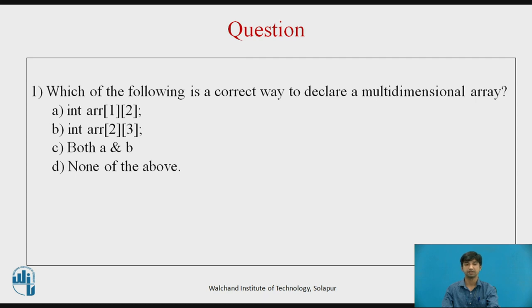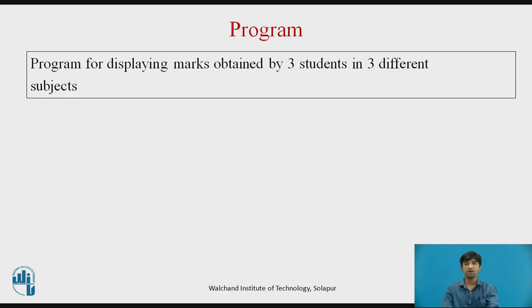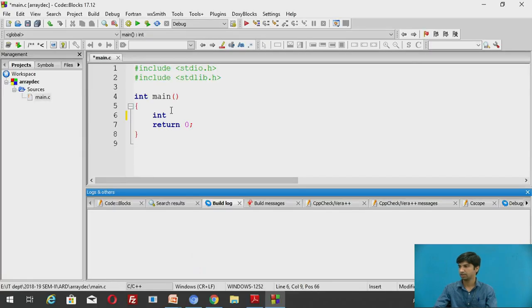Now today we'll be discussing how to write a simple program for displaying marks obtained by 3 students in 3 different subjects using Code::Blocks software. It means I'll be declaring int marks[3][3], i, j. These are the 2 variables i and j for rows and columns.